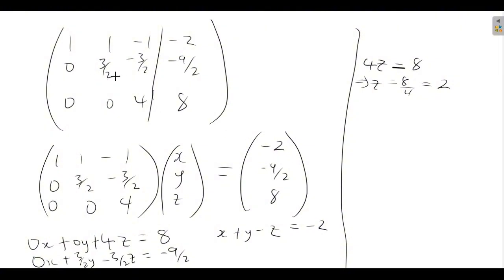Now the next thing, when we come to this second row, we have 3 over 2 y. The x value is 0 because 0 times x will just be 0.